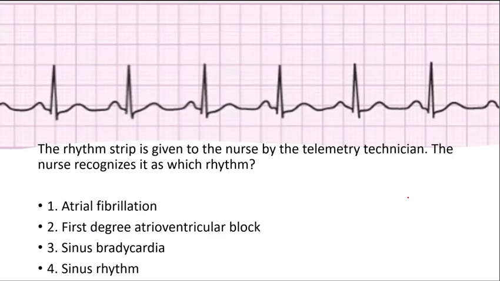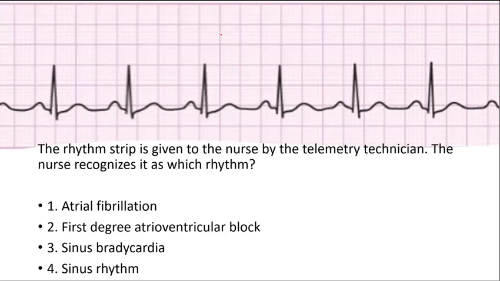Assume you've paused the video and you've read the question. They're asking us what this rhythm is. Again, you need to interpret this rhythm. First of all, what is the rate? I like starting with the rate. Does it look fast? Does it look slow?